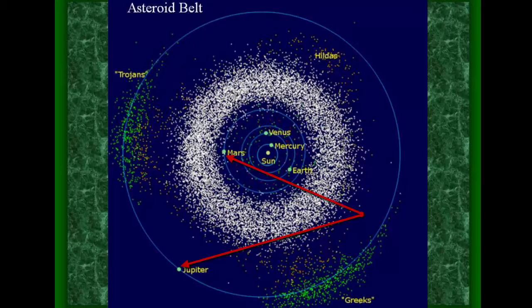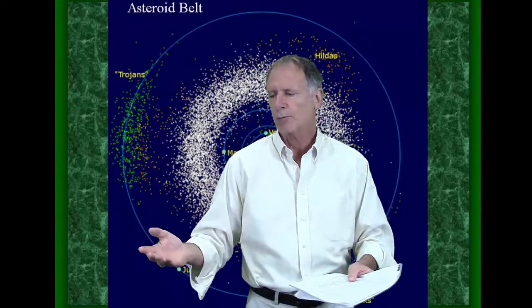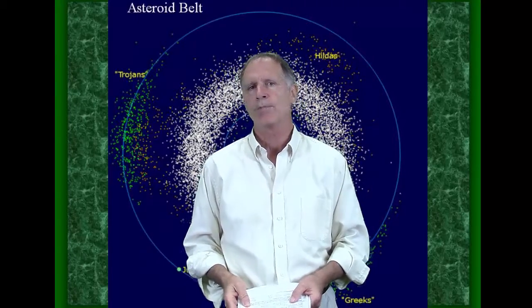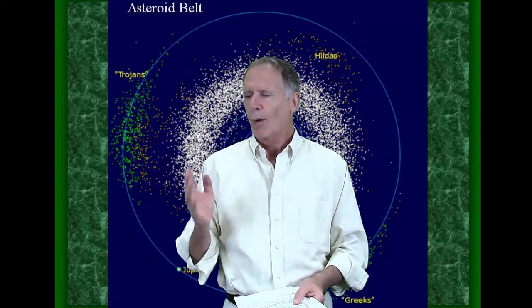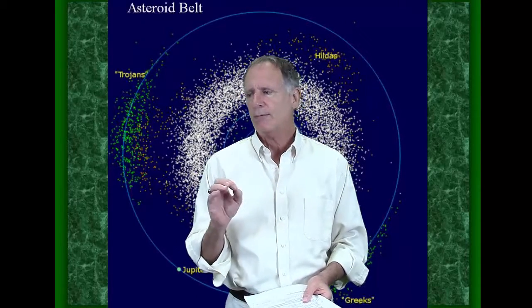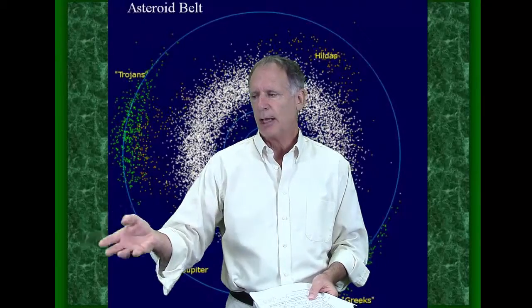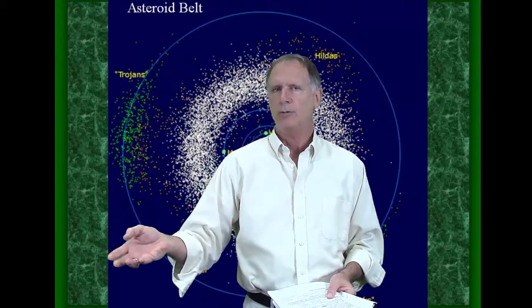Now, it is true that a few of the asteroids do exist inside the orbit of Mars, but for the most part, they're between Mars and Jupiter. And the big question is, why do we have the asteroid belt? Well, the reason is that we have an instability in the asteroid belt created by the gravitational pull of Jupiter and the Sun.